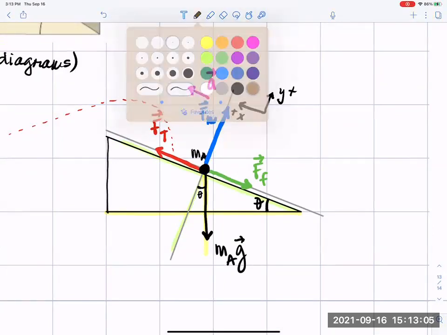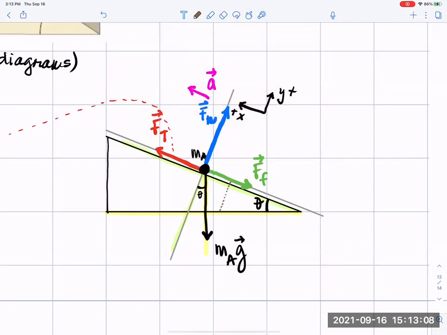Okay, once you find it, you know that you have to decompose the weight. And again, you look in the triangle and you find out how much is each one. The one that is adjacent, remember, the adjacent part, that will be your cosine, and the one that is opposite, that will be your sine. So in our case, the one on the x-axis or parallel to the plane will be MA G sine of theta. Again, this shouldn't be part of the free body diagram, but it's a good practice for you.